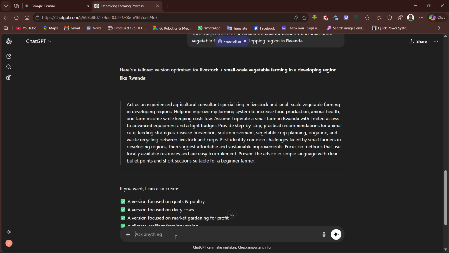and developing regions. Then suggest affordable and sustainable improvements. Focus on methods that use locally available resources and are easy to implement. Present the advice in a simple language with clear bullet points and short sections suitable for a farmer or a beginner farmer. So that's the prompt.